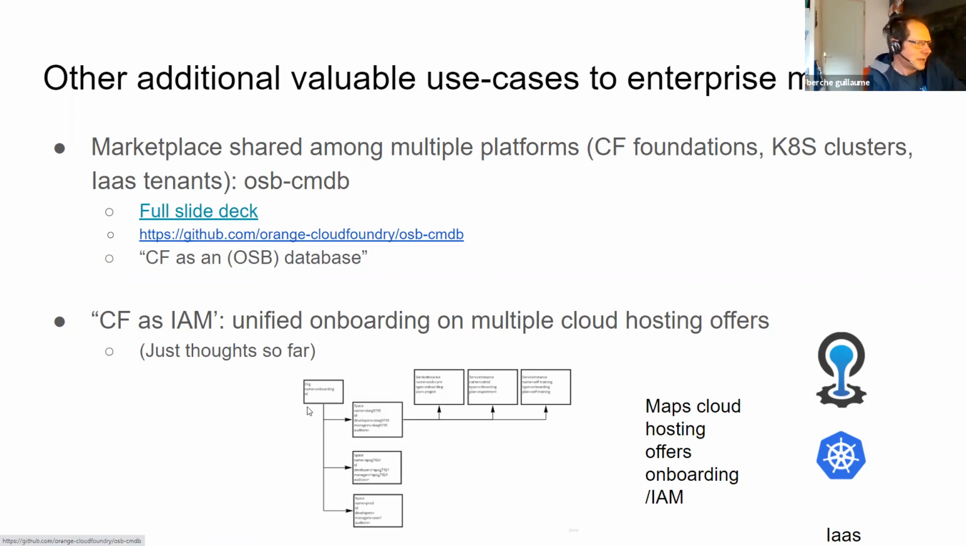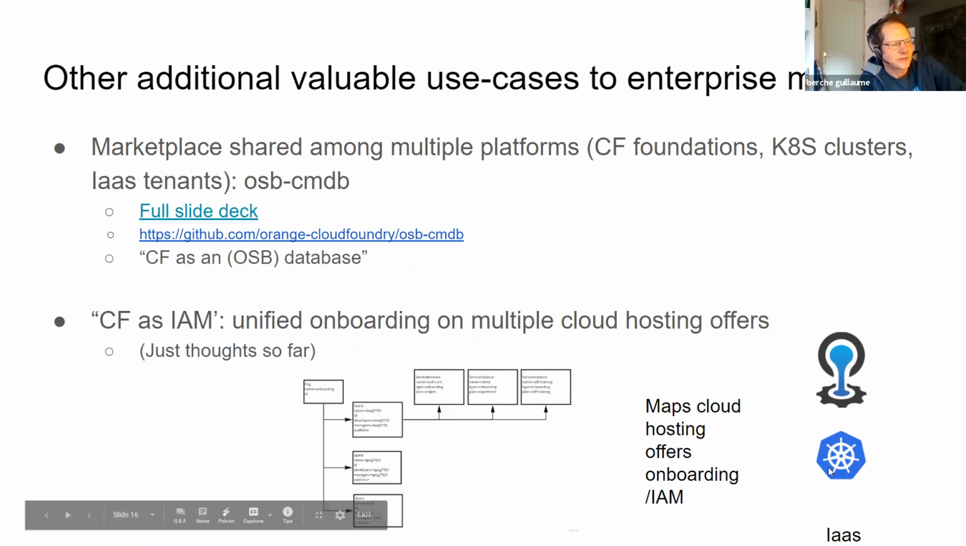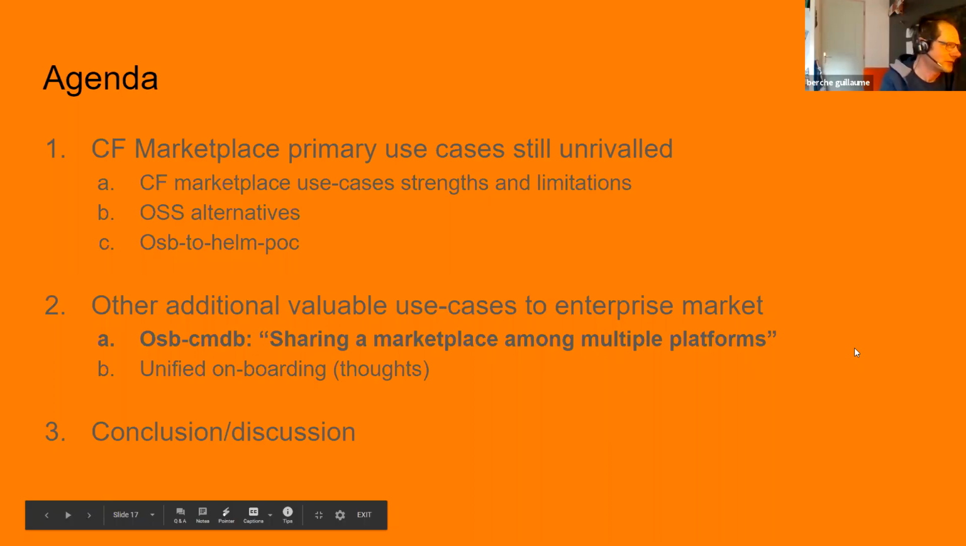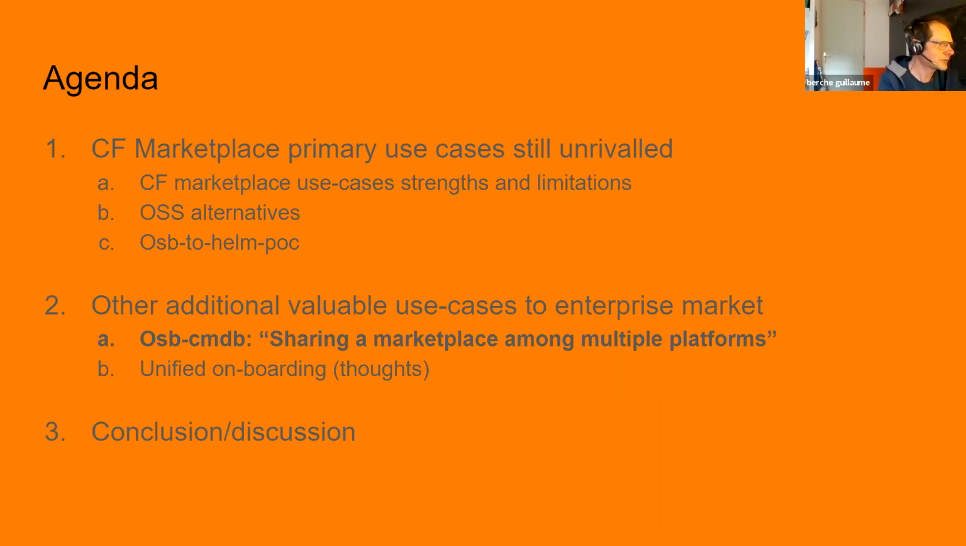And basically to map the Cloud Foundry IAM structure, orgs and spaces with their members and service instances, using APIs into onboardings of Kubernetes, IaaS offers, and even Cloud Foundry. So maybe let's start with the first one, the Osb-cmdb, sharing a marketplace among multiple platforms.